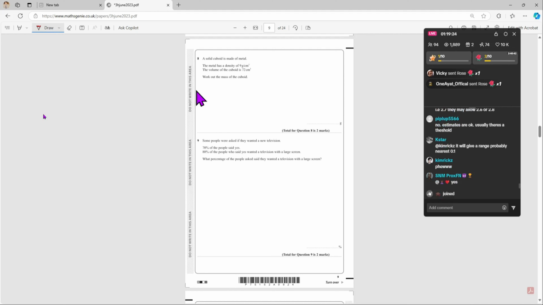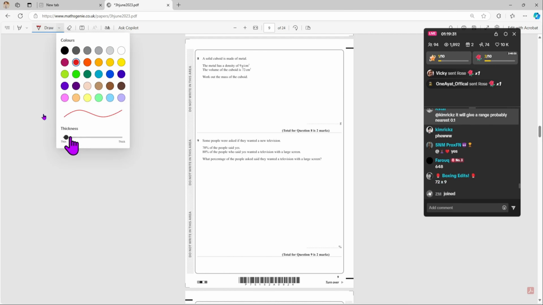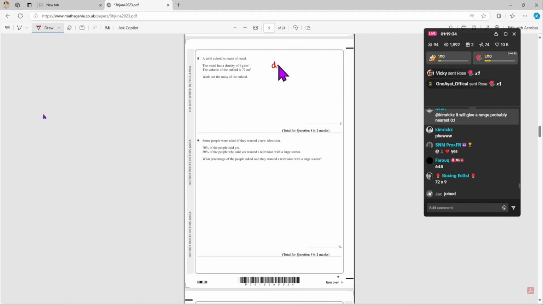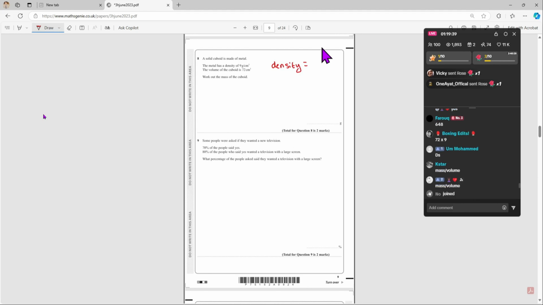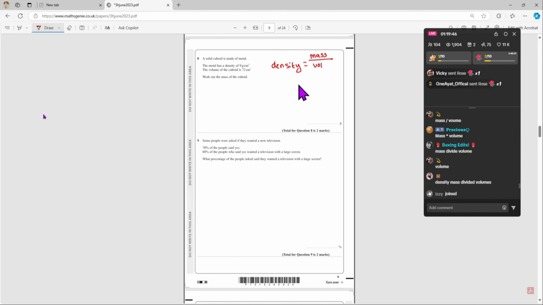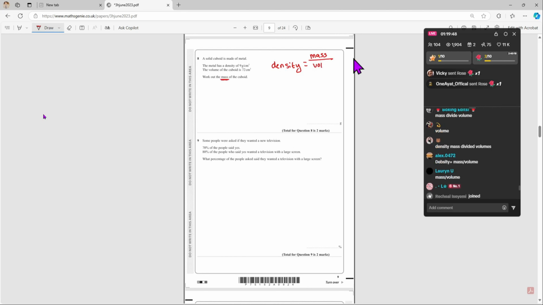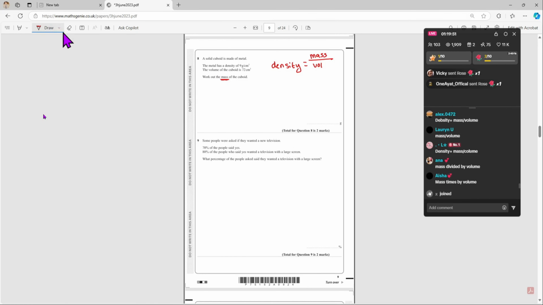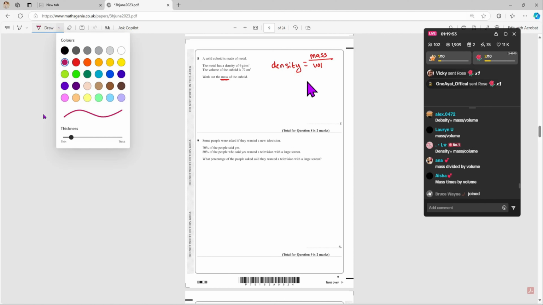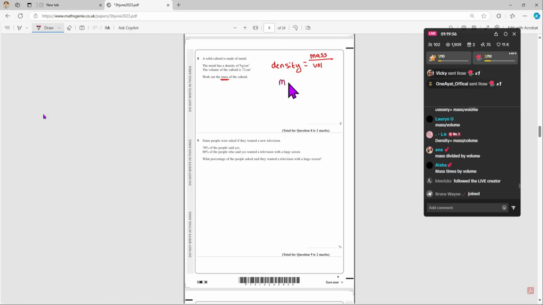So in the chat, tell me, what's the formula for density that you should know? What is the formula for density? So density is equal to what? Yes, well done. Density is equal to mass divided by its volume. So we have to work out the mass, so we have to rearrange this formula. You basically just have to multiply by the volume. So its mass is just going to be the density multiplied by its volume.